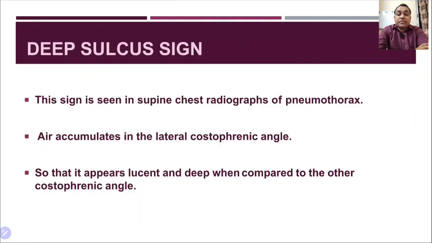Deep sulcus sign. This sign is seen in a supine chest radiograph in a patient with pneumothorax, where air accumulates in the lateral costophrenic angle, so that it appears lucent and deep when compared to the other costophrenic angle. So, the deep sulcus sign is present only in a supine chest X-ray in a patient with pneumothorax because of the air that accumulates in the lateral costophrenic angle. So it appears lucent and deep when we compare it to the other costophrenic angle.